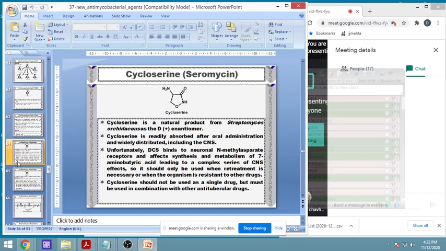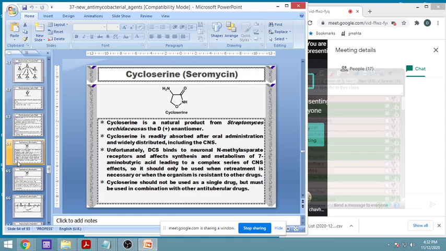Next is cycloserine, that is seromycin. It is a natural product from Streptomyces orchidaceus, and the D-enantiomer is active. Cycloserine is readily absorbed after oral administration and widely distributed, including the CNS. D-cycloserine binds to the neural N-methyl-D-aspartate receptor, that is we call it NMDA receptor, and it affects the synthesis and metabolism of gamma-aminobutyric acid, leading to a complex series of CNS effects.